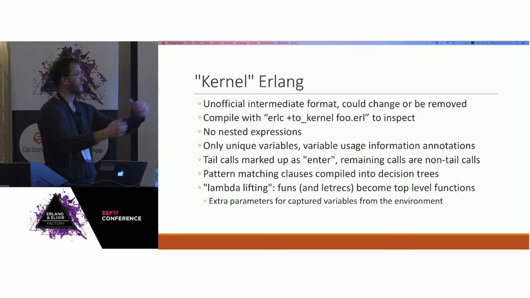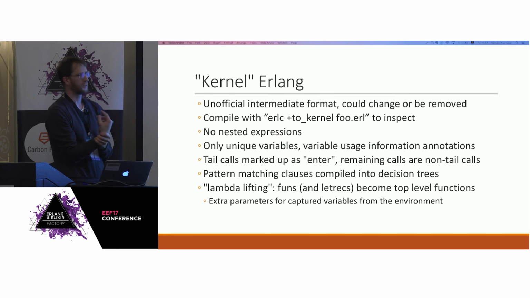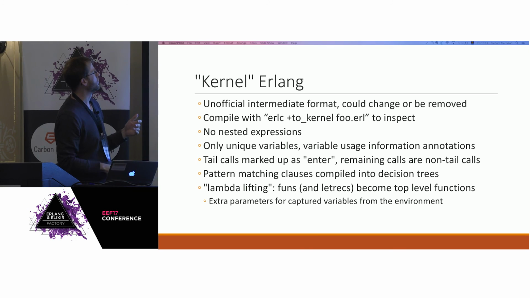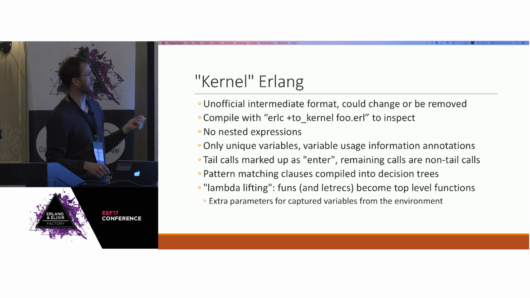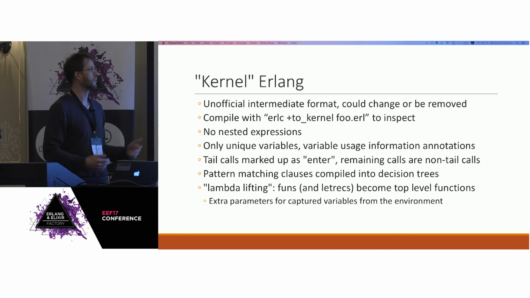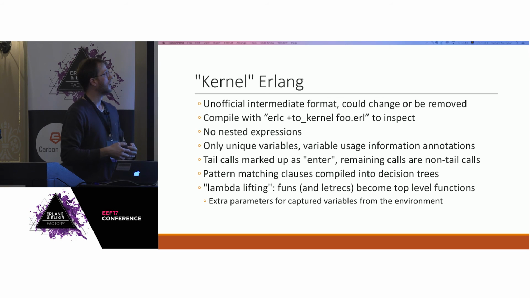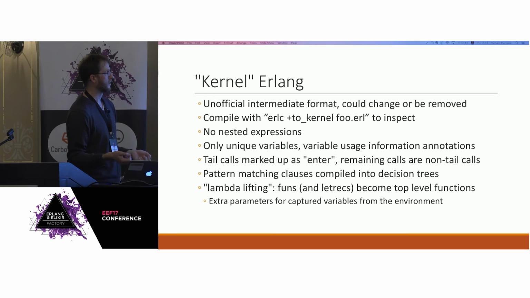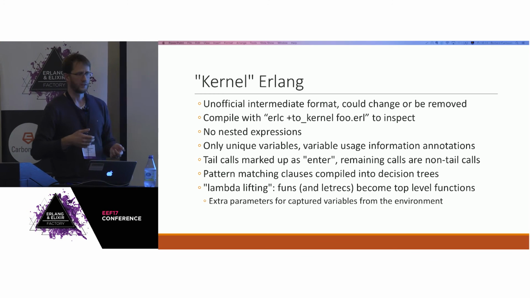So let's just quickly, what happens after this is that you're starting to go down to the beam level. And then to do that, they first transform into something called kernel Erlang, which is an unofficial intermediate format, could be changed or something in the future, so don't rely too much on it. But you can compile to kernel to inspect it, for instance. It's even simpler because it has no nested expressions, only unique variables. It differentiates between tail calls and normal calls.